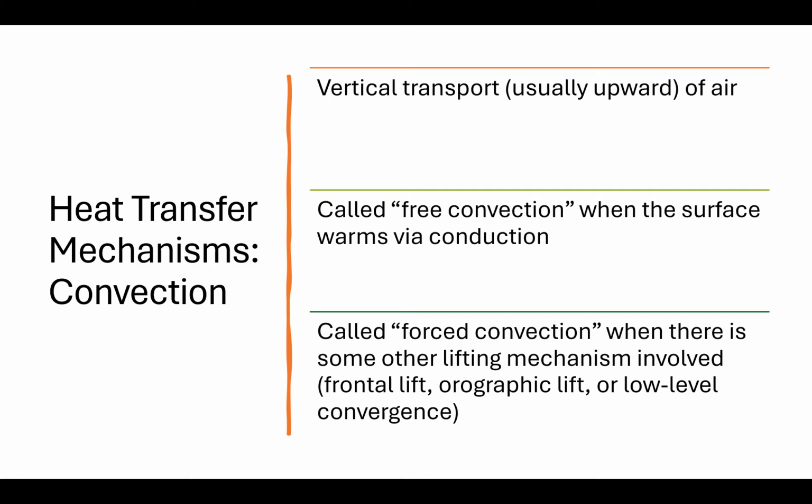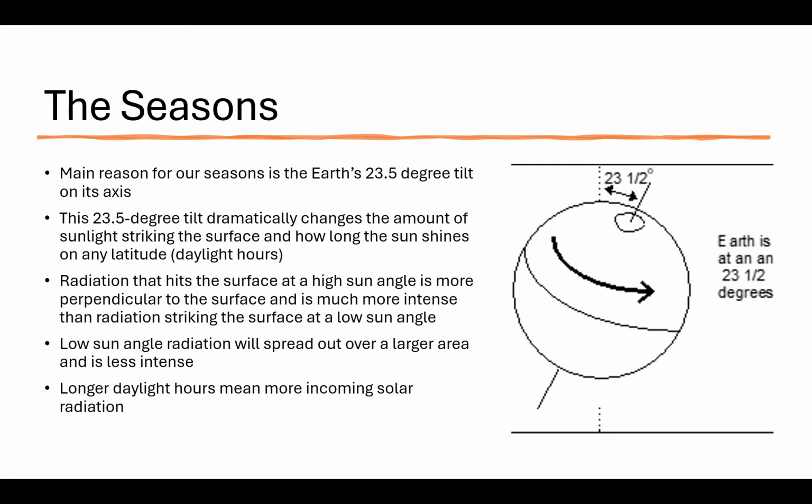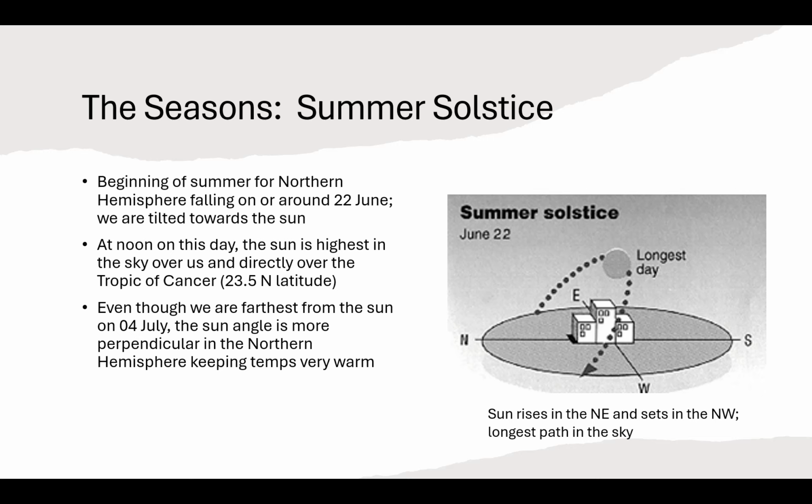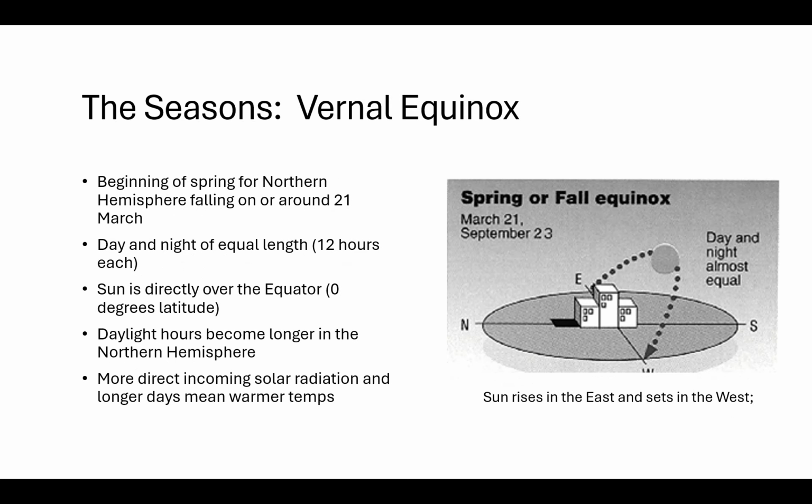And then we talked about convection and then advection and the Earth-Sun relationship to seasons, as well as what's the main reason for the seasons and the various benchmark dates that we utilize to classify seasons. Summer solstice, we looked at the winter solstice, we looked at the autumnal and the vernal or spring equinox.